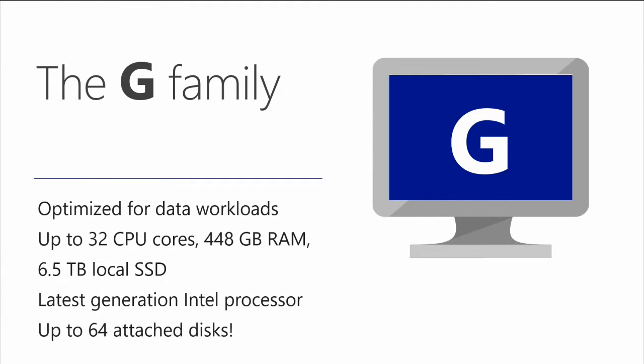Finally, we have the G series. The G series is what we looked at at the end of the disk demo, and it's optimized for data workloads. You can use up to 32 CPU cores of Haswell-based Intel processors, almost a half terabyte of RAM on the machine, and over 6 terabytes of local SSD to be used for your workload. The G series also allows you to attach up to 64 individual disks, giving you a total storage capacity of 64 terabytes.